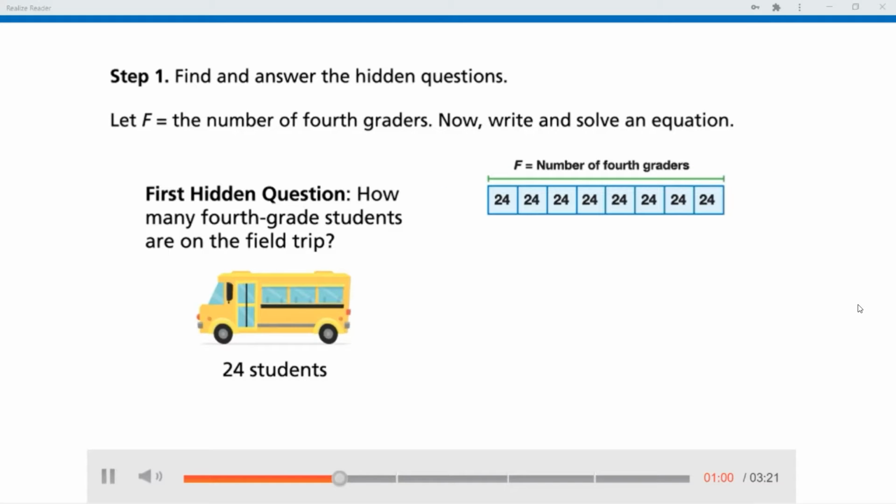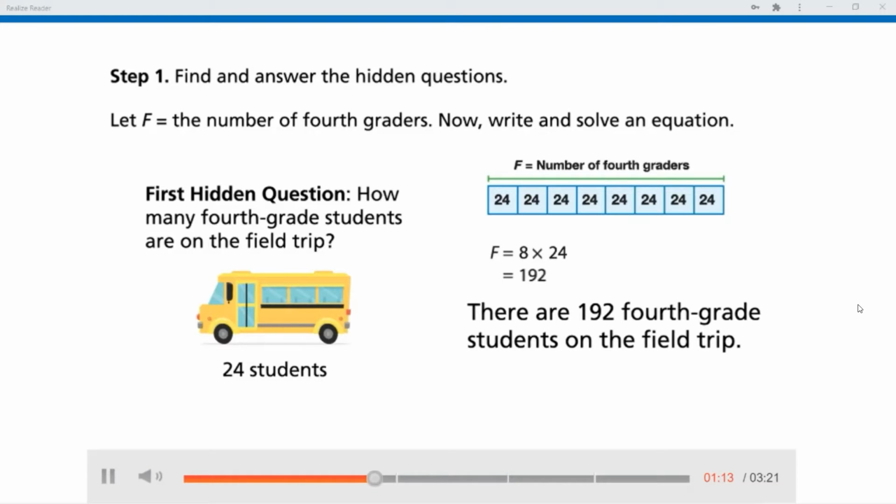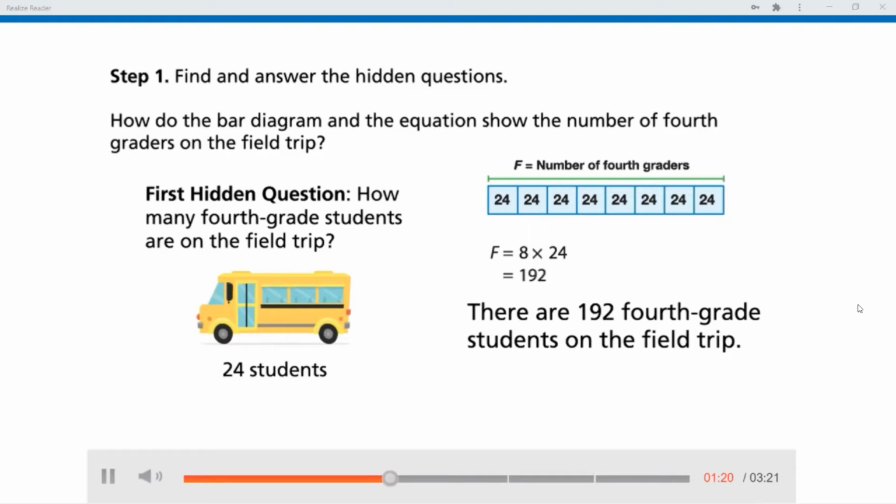Let F equal the number of 4th graders. Now write and solve an equation. F equals 8 times 24, so F equals 192. There are 192 4th grade students on the field trip. How do the bar diagram and the equation show the number of 4th graders on the field trip?